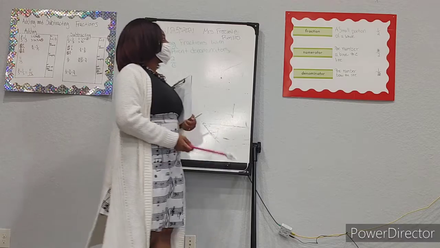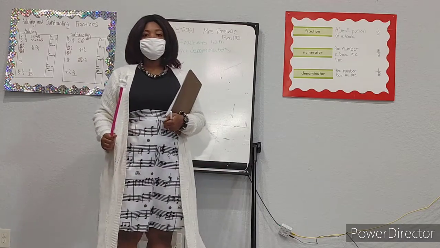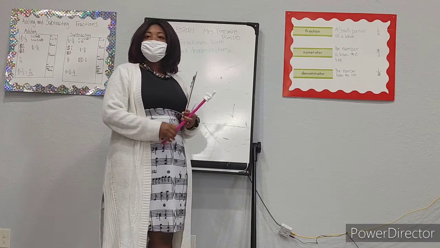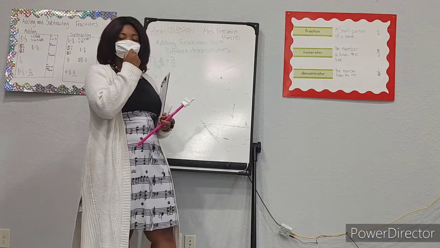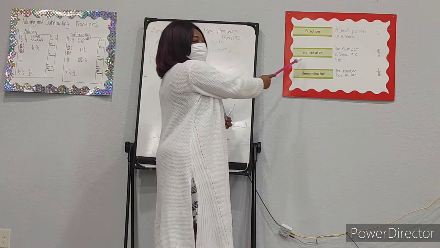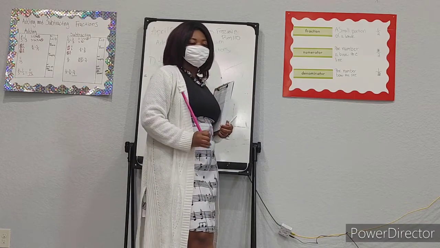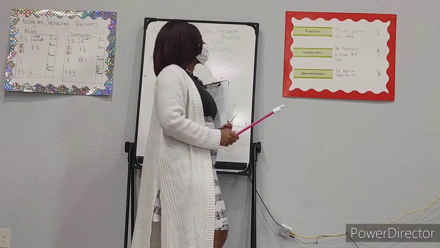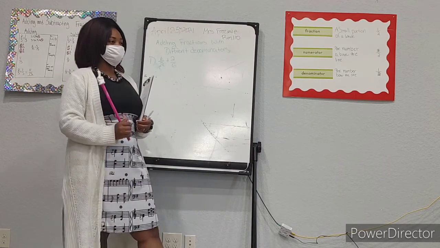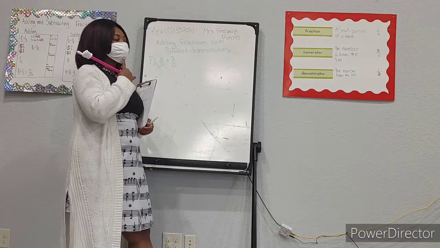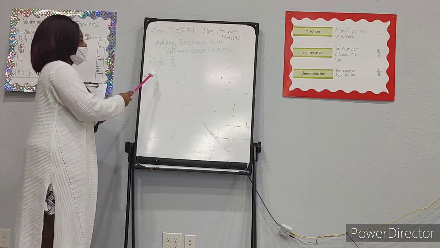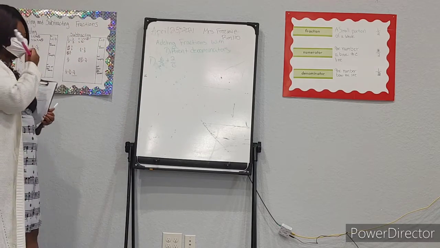One of the first things we need to know is, what is a fraction? Correct. A fraction is a small portion of a whole. The next thing we need to know is, what is a numerator? Yes. The number above the line. That is correct. And the next thing we need to know is, what is a denominator? Yes. The number below the line. Correct. Now that we know the difference between our numerator and denominator, we can get started.